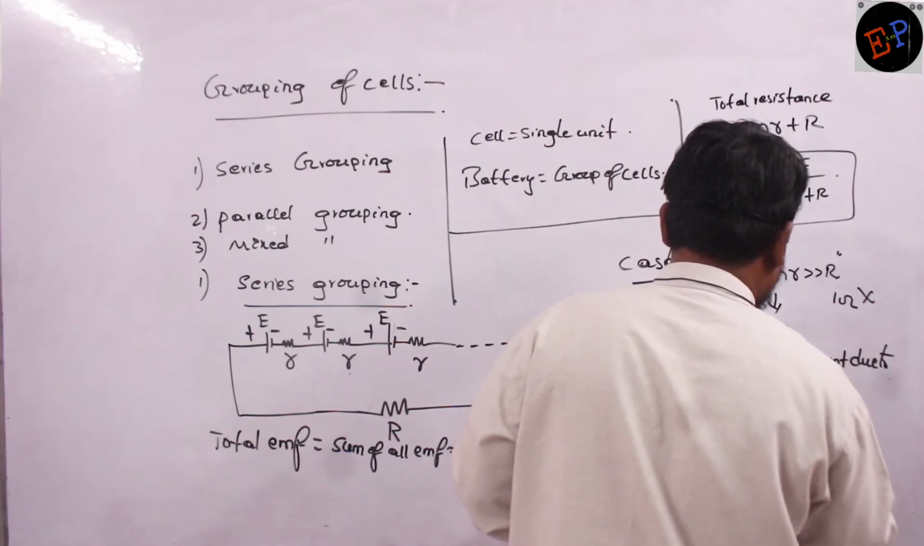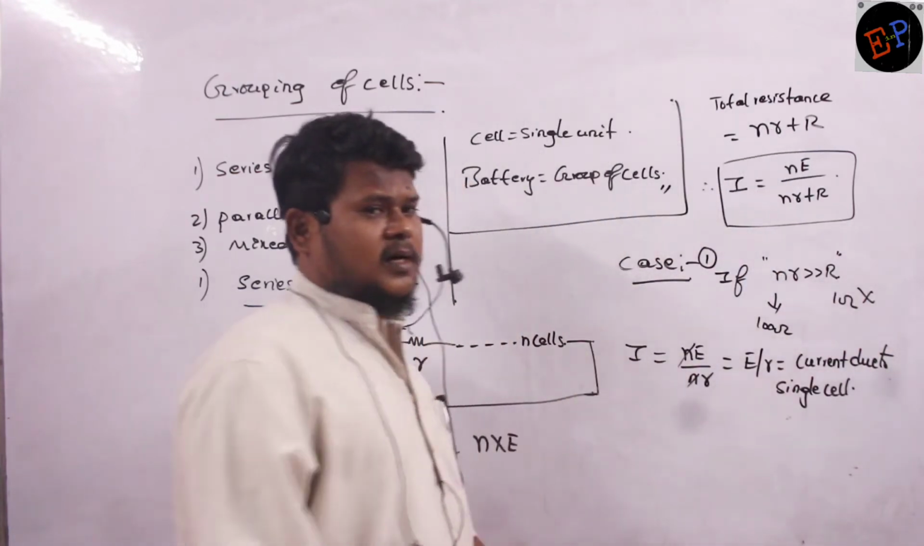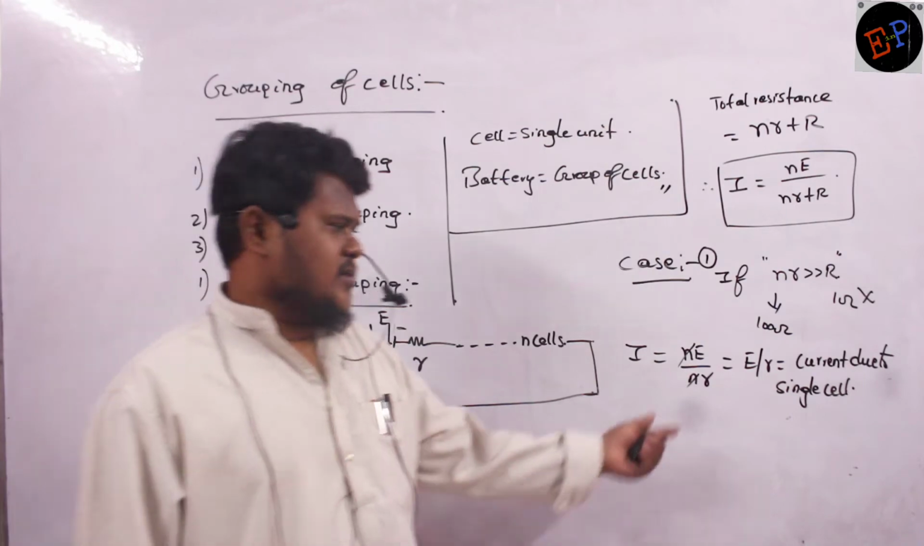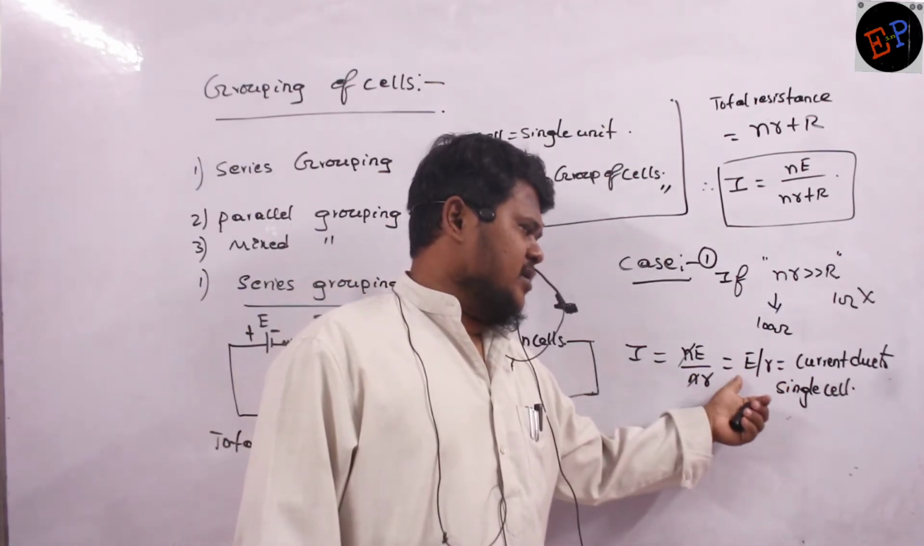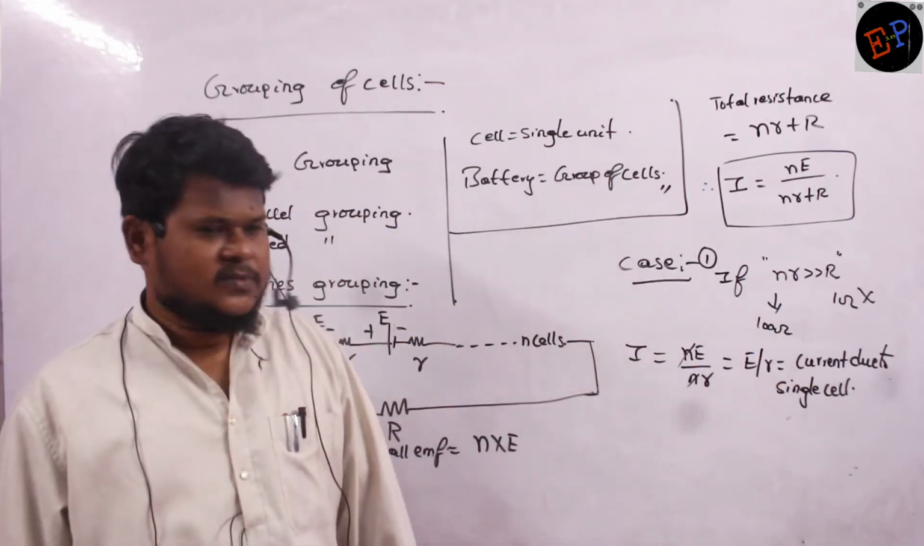Current due to what? Current due to a single cell. Current due to a single cell, I equals V by R only. Its EMF is E, resistance is r. So a single E divided by a single r: current due to a single cell. Are you able to understand?